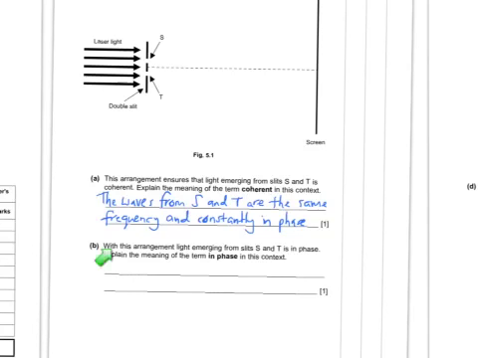Part B then. With the arrangement, light emerging from slits S and T is in phase. Explain the meaning of the term in phase in this context. So perhaps I've already explained this, but we'll go for it again. What we mean is that the light coming out of S, whenever a crest comes out of S, a crest comes out of T. If it's a trough that's coming out of S, then it's a trough that's coming out of T. They are in step with one another, and we can put that down in our answer down here.